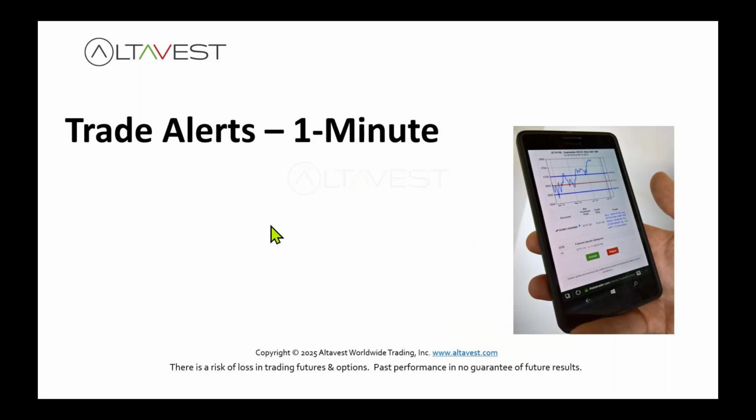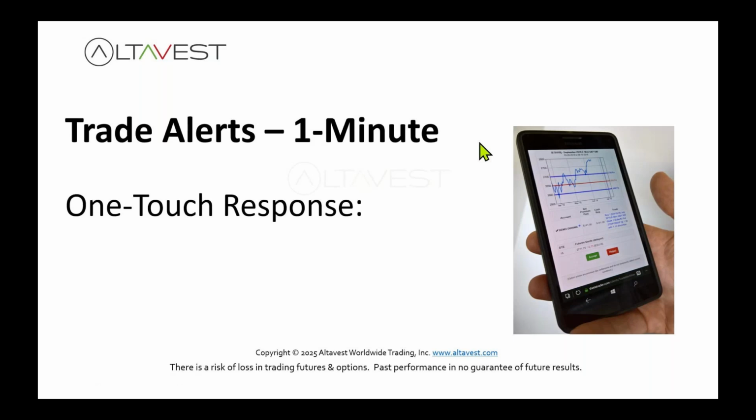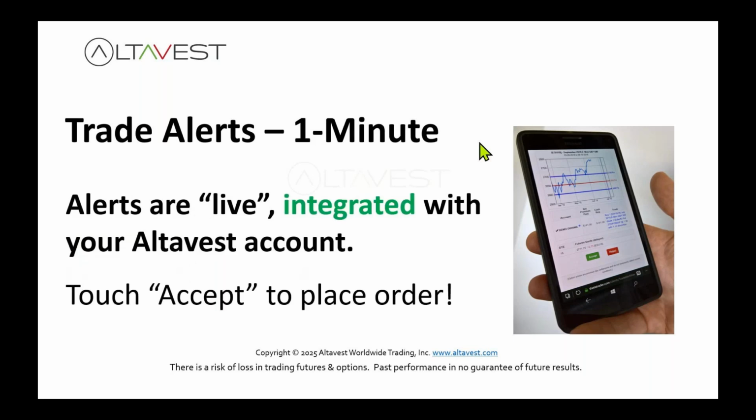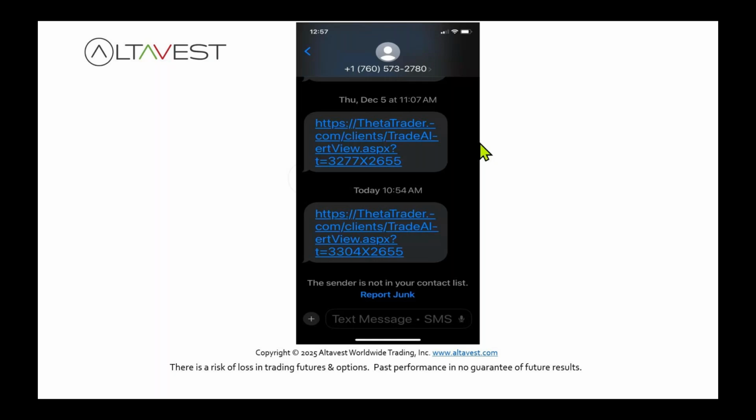So we talked about the trade alerts, and here's an example of what it looks like in your hand on your phone. These are one-touch responsive alerts, so you just touch, accept, or reject. These are integrated with your AltaVest trading account. Just touch, accept, and place the order, or you can reject it, and that's fine too. But here is what it would look like on your phone. I just did a screen capture.